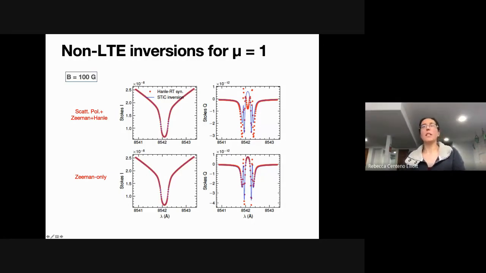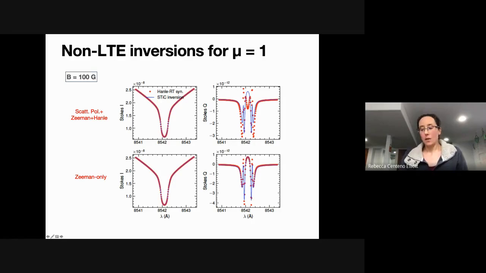But if you look at the case of the full calculation at the top, even though, not surprisingly, the intensity is still very well fitted, the inversion code is not able to fit the linear polarization in the spectral line. It's able to more or less attempt to fit the wings and maybe the amplitude of the polarization signal, but it is definitely not able to fit the shape of the spectral line. And this is because the STIC inversion code does not contain the relevant physics in order to be able to model this polarization signal. By the way, this is just for one case of 100 Gauss.